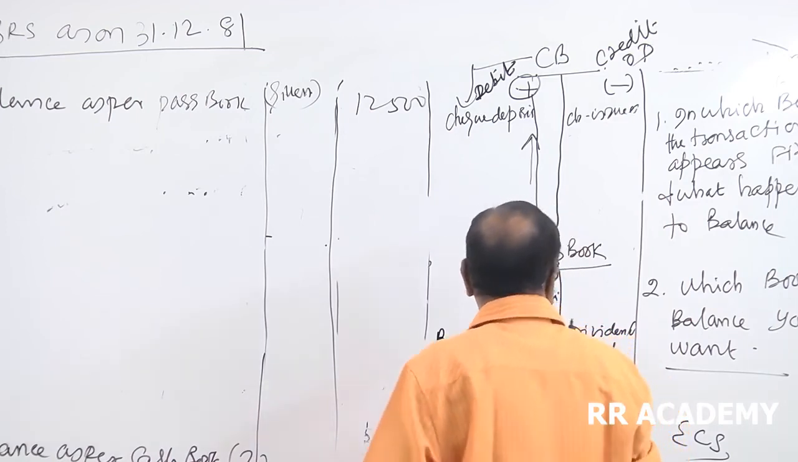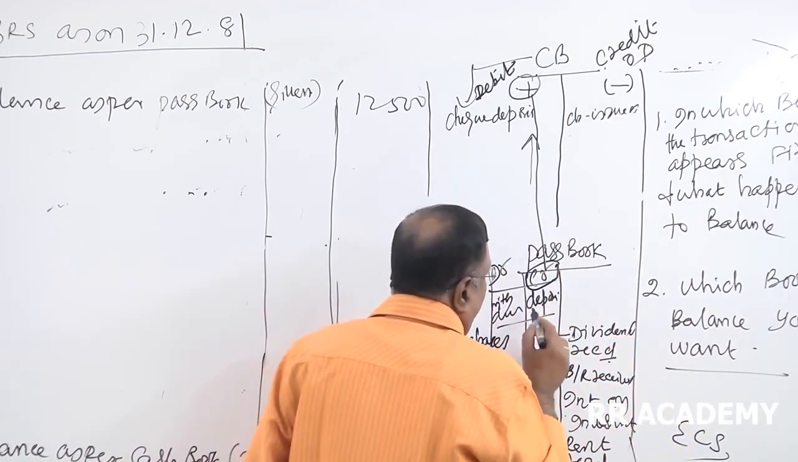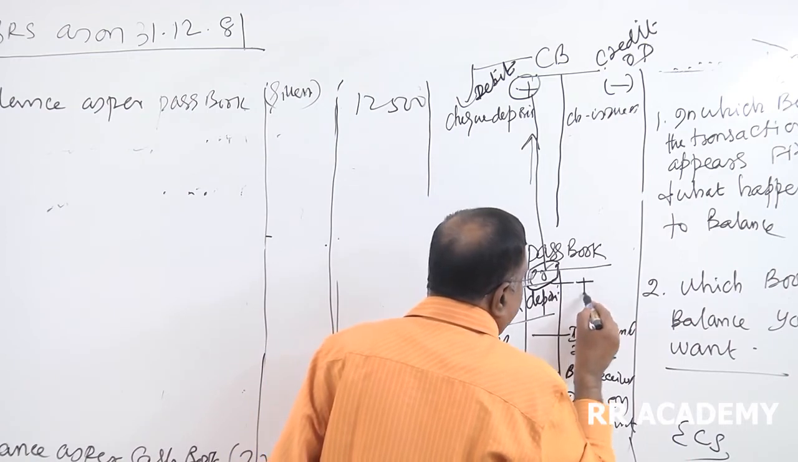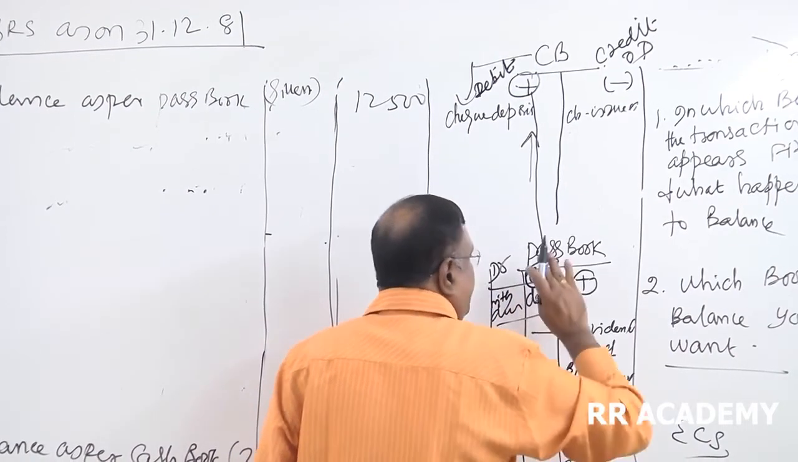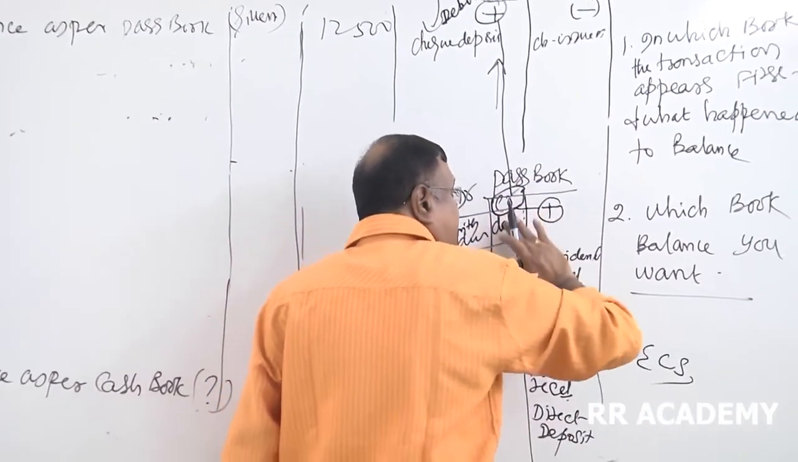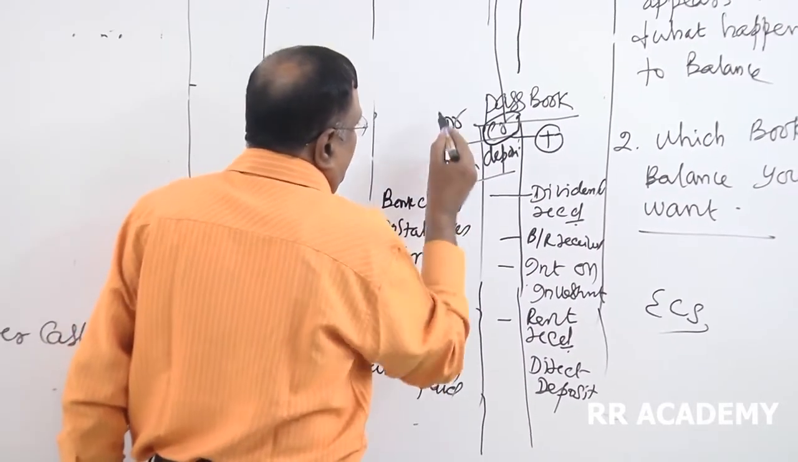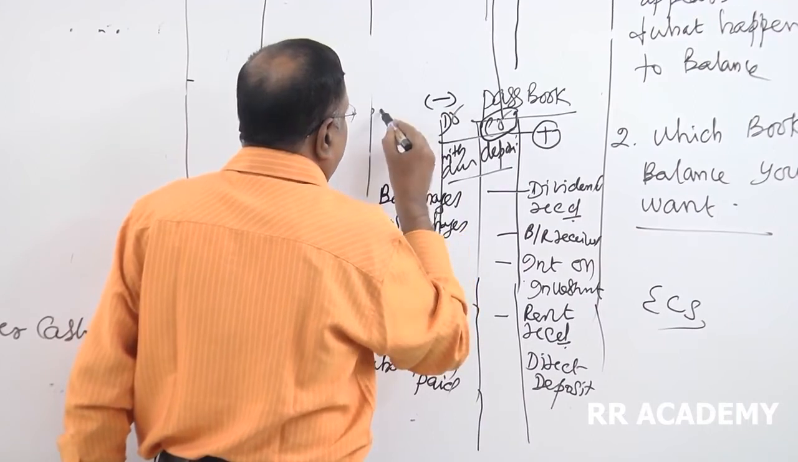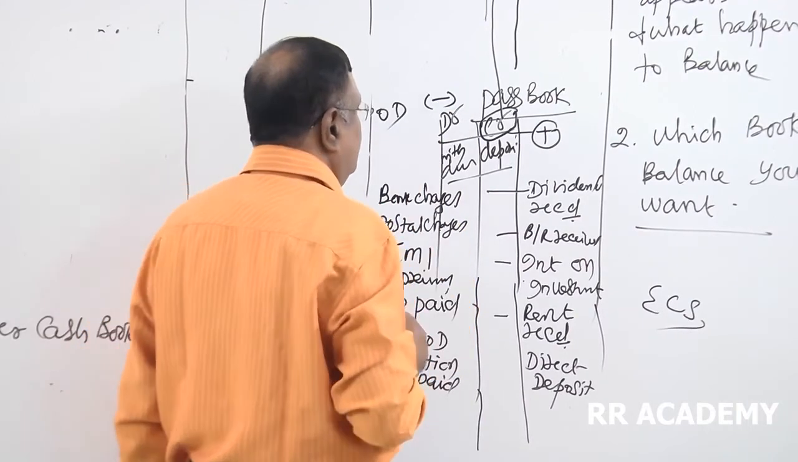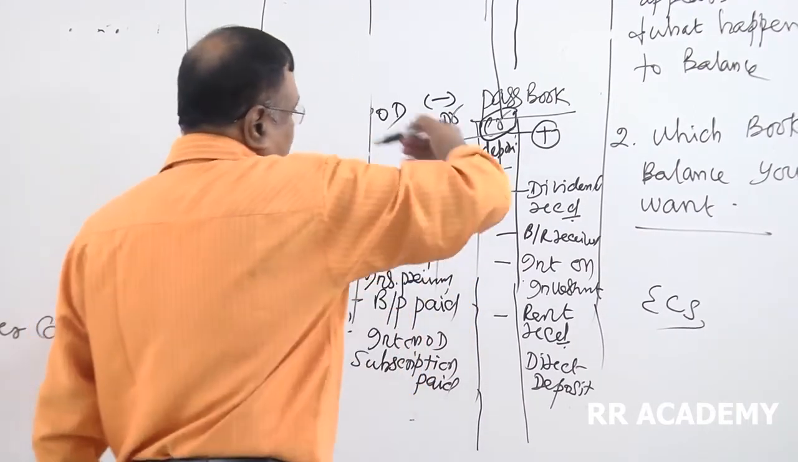Likewise, passbook always shows credit balance. Deposits more. It will show debit balance in case of overdraft. Debit overdrawn.